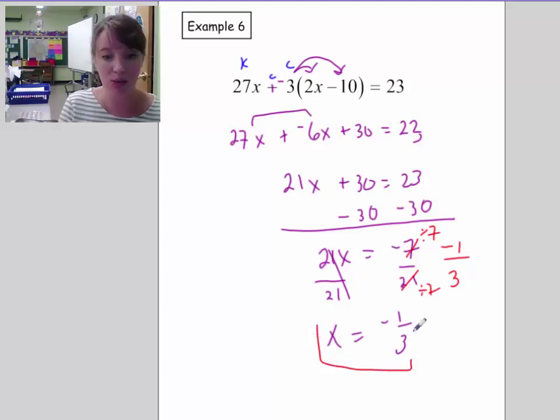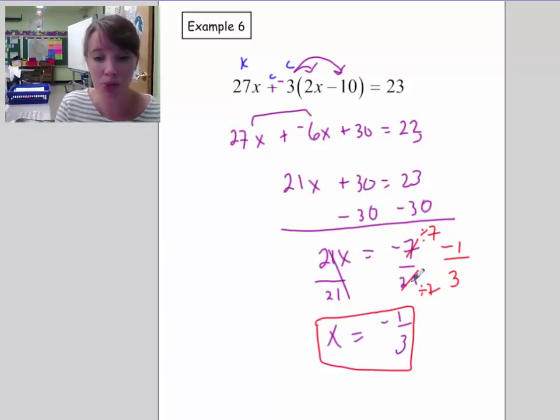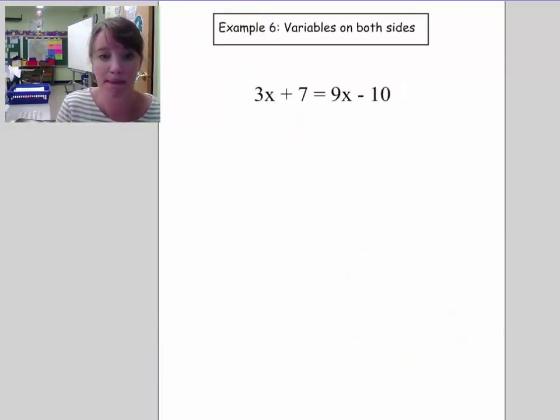Okay, so x is equal to negative 1/3. And remember, it's good practice to always go ahead and perform a check, but it would just make our video too long, so I'm not going to do that. Okay. This is the first equation in this video where we see variables on both sides.